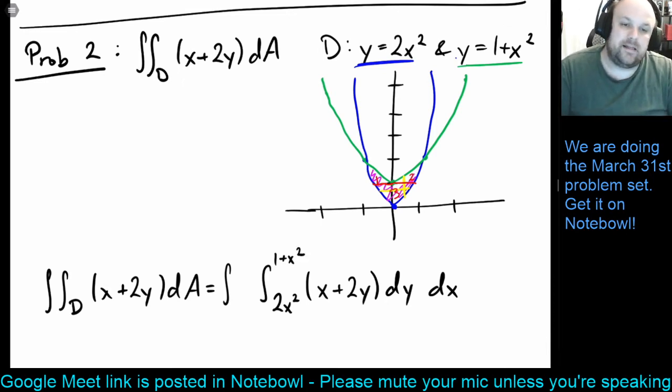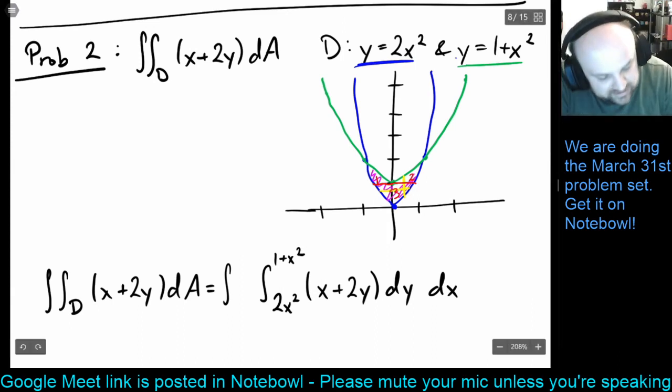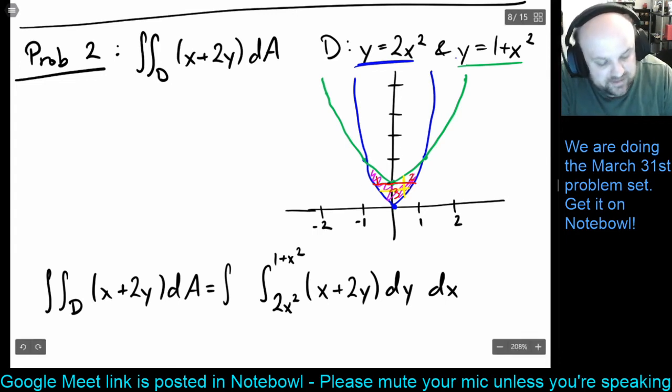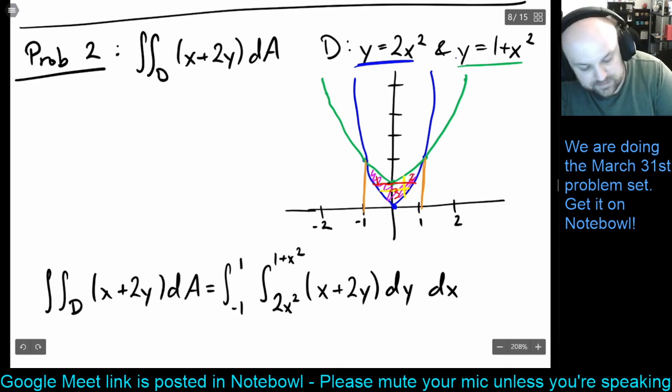Right? And then for x, I forgot to label these. All we're doing is picking the smallest x value to the largest x value. So the smallest is over here at -1. The largest is here at 1. This just goes from -1 to 1.